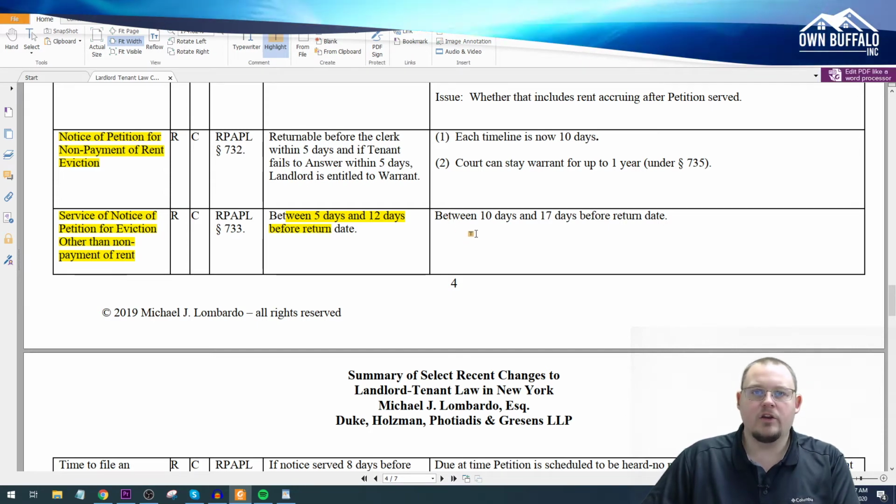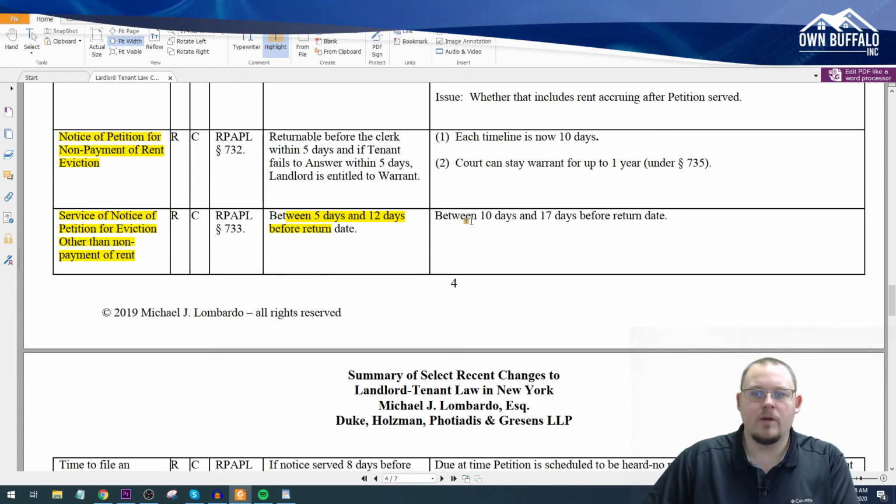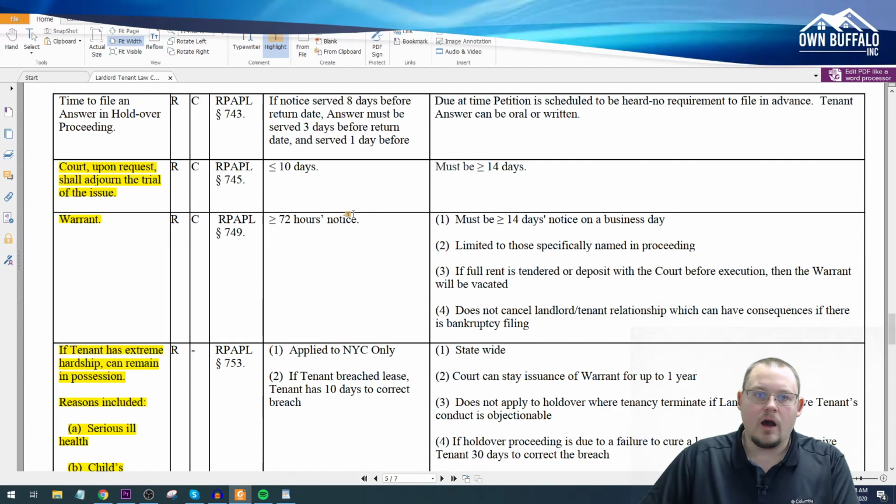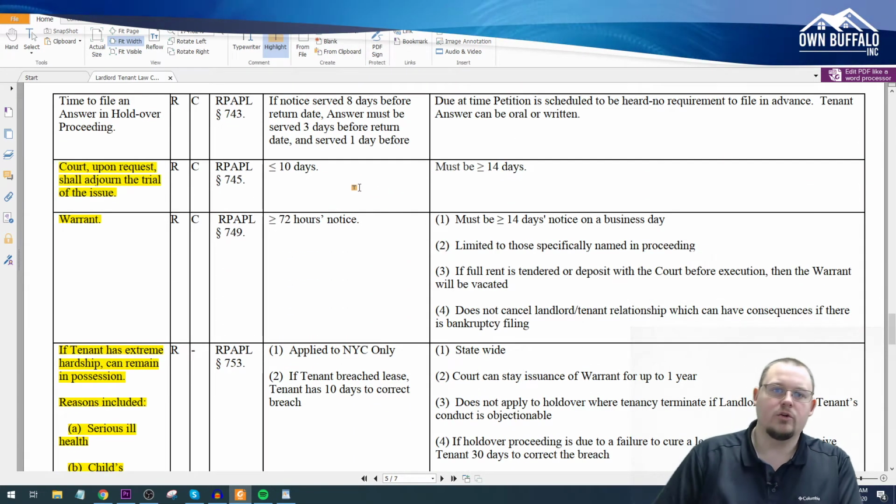So you're not going to get to court, when you go to the courthouse to file for your eviction, you're not going to get a court date within that 5 to 12 day time frame. It's now going to be that 10 to 17 days before you're going to get your court date. Not really ideal. Again, it just kind of stretches the timeline out. Not a real ideal situation.